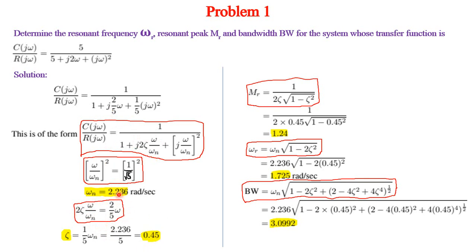So we have to simply substitute this omega n and zeta, that is the parameters of second order system, into the expressions of MR, omega r and bandwidth. MR is this expression we have already derived. Substitute this, we will get 1.24. Omega r, we know the expression. Substitute omega n and zeta to get omega r, 1.725 radian per second. Bandwidth, we have a big expression. Substitute omega n and zeta, we will get 3.0992. So very simple problem. Next problem.